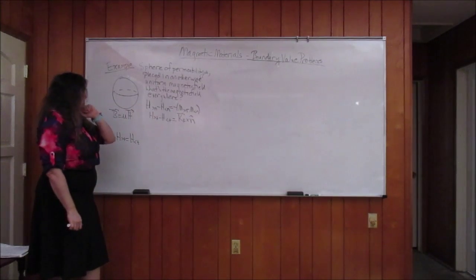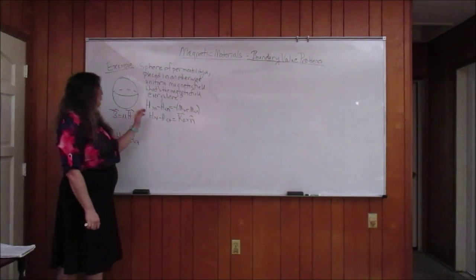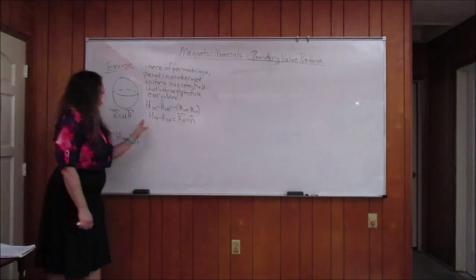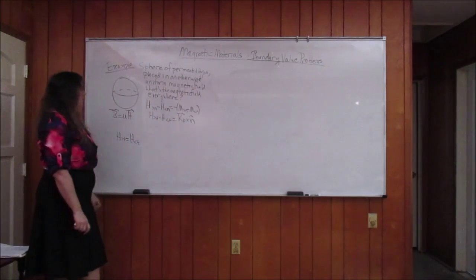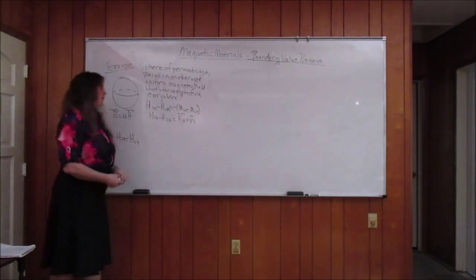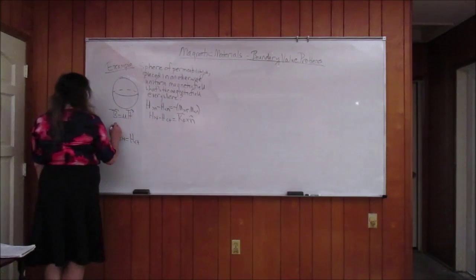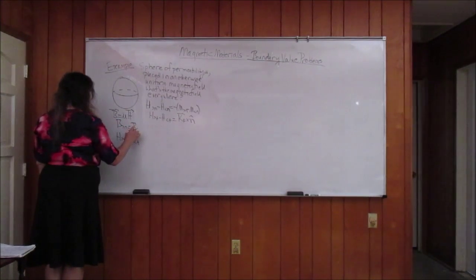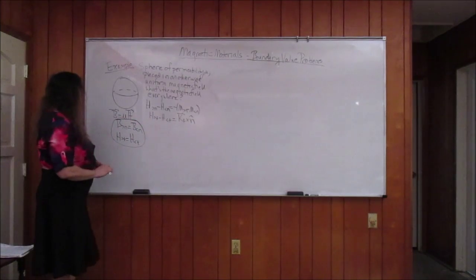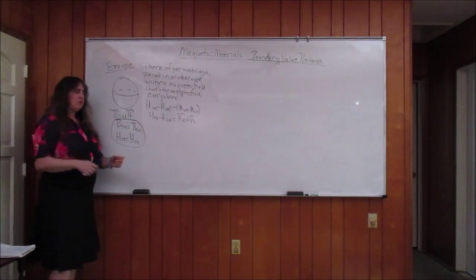What about the upper one here? As it turns out, it's actually more convenient to write this in terms of the magnetic field rather than introducing some magnetization vector. So, in other words, it is true that the normal component of the magnetic field is continuous.